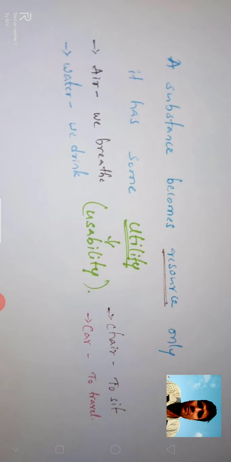So next, what makes a substance become a resource? A substance can become a resource only when it has some utility. So what is utility? Utility means usability. When a substance is used in a certain manner, then it can be called a resource. Like the examples we took: the air we breathe, the water we drink, a chair used to sit, and a car for driving or traveling. In this way, these things can be considered as resources.